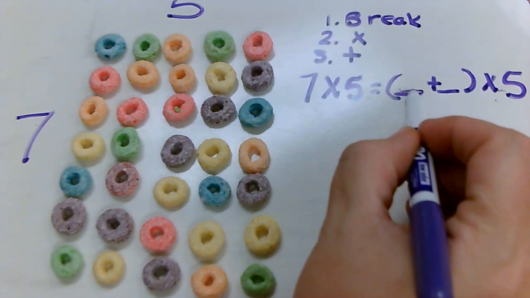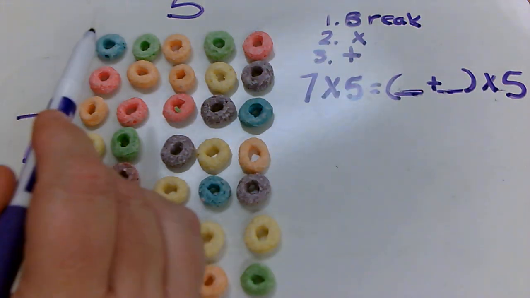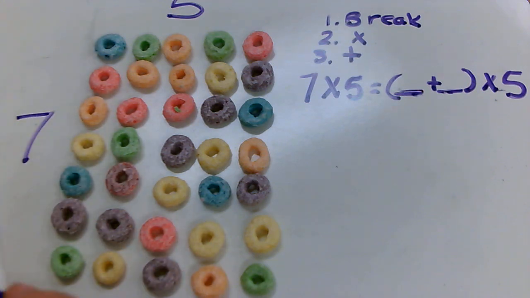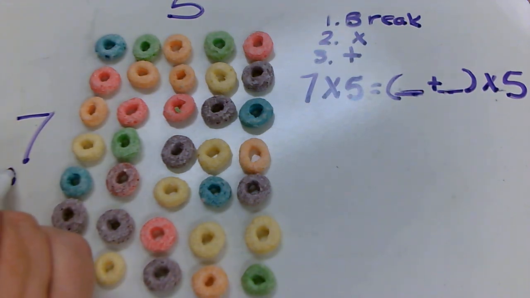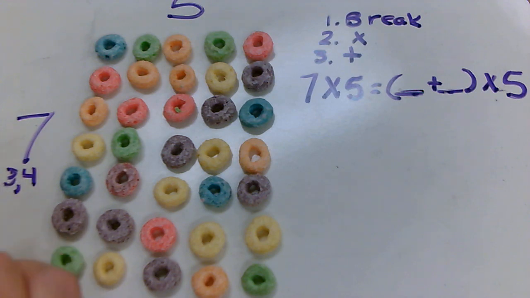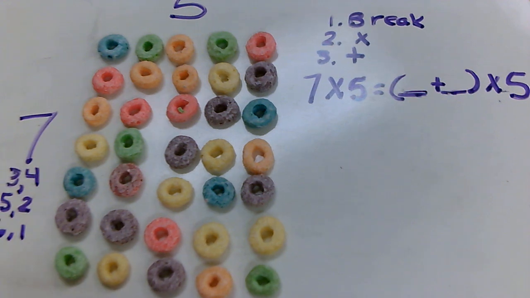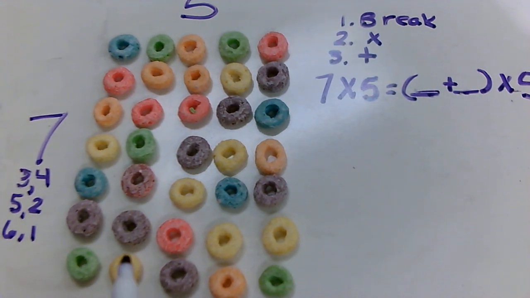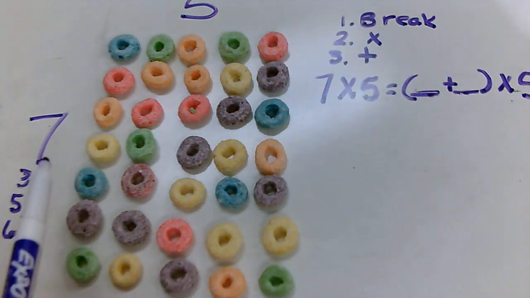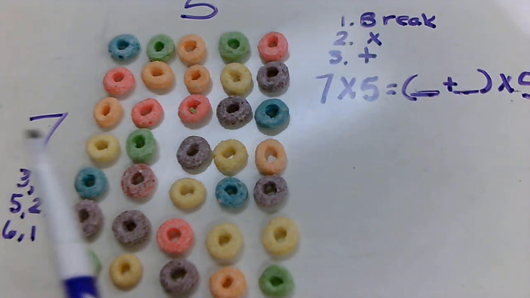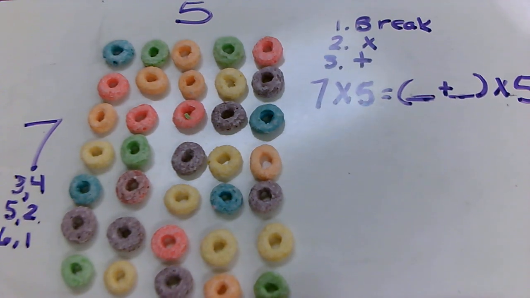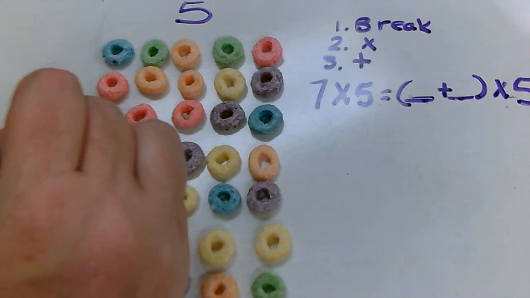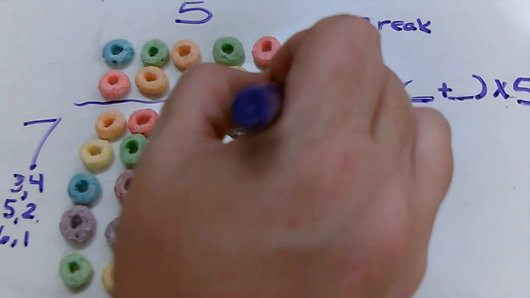So here I'm going to break it apart into two numbers. I could do a 3 and a 4, because 3 plus 4. I can do a 5 and a 2. I can do a 6 and a 1. Whatever numbers I want to pick that would add to get 7. So I'm going to break it into a 5 and a 2, because 5 and 2 is an easy number to work with. So I'm going to go them across.